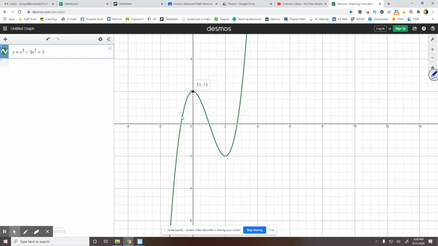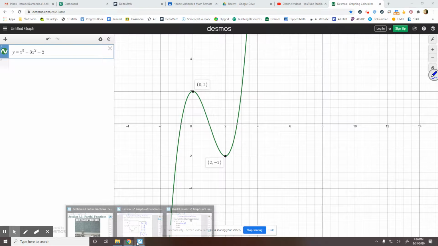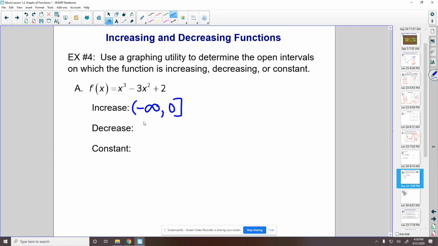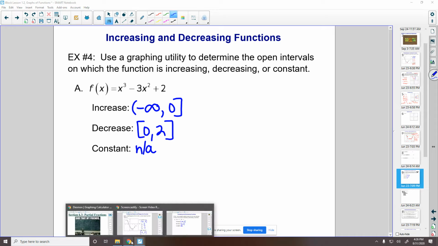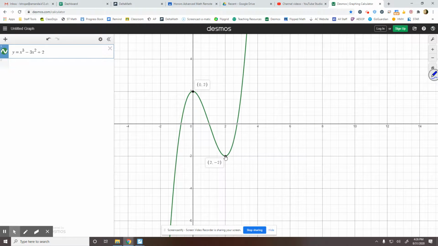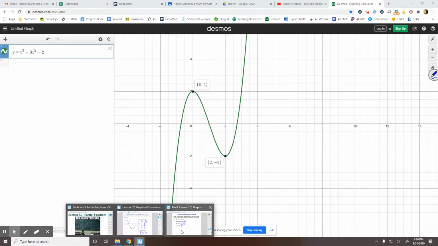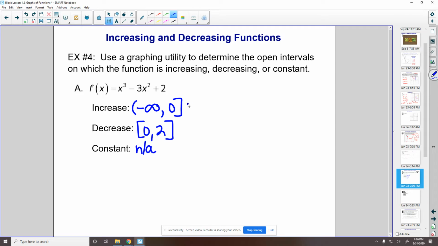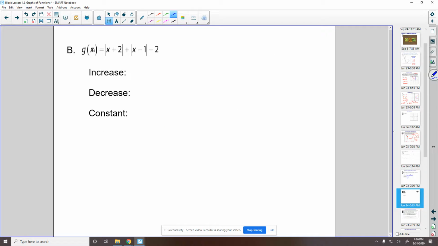Then what happens? It's going down from x equals 0 to x equals 2. Going down from 0 to 2. It's not constant anywhere. But there's one more thing. It actually does go back to increasing again from x equals 2 to the end. So we would say it's increasing again. We put a little u to say there's more. And it increases again from 2 to infinity. Okay, so it's not constant anywhere. Here's another one that you can try on your own.